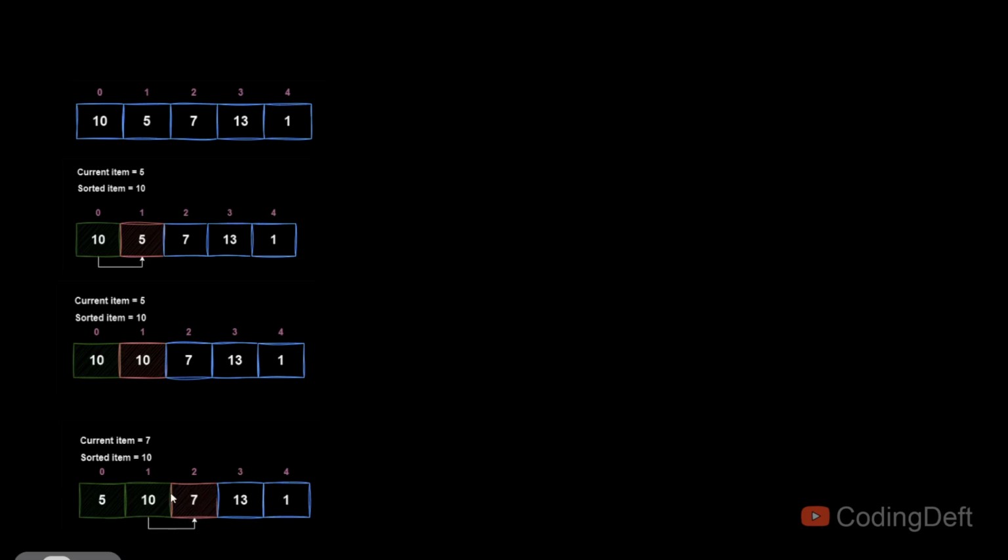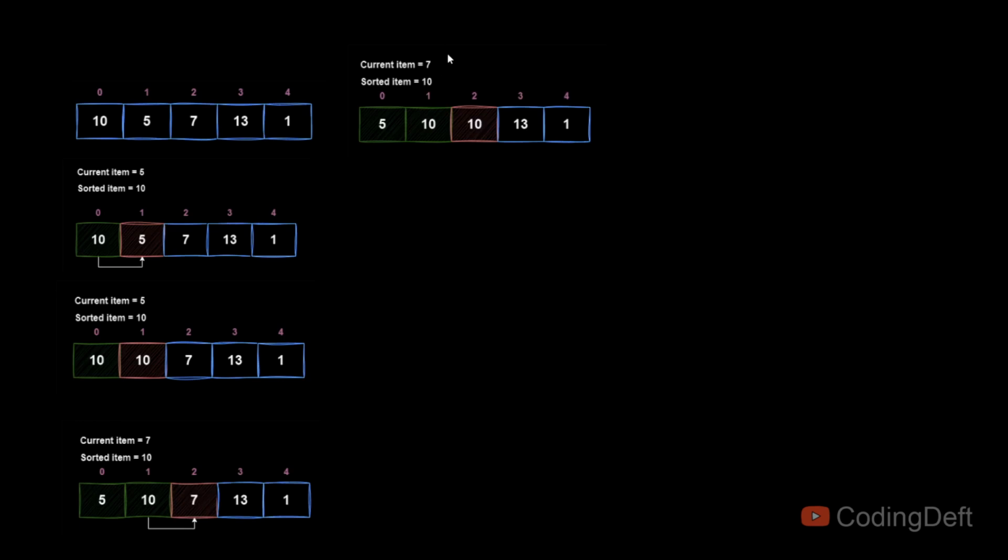So we compare 10 and 7. 10 is greater than 7. So we copy 10 here. And next we compare 7 with 5. So 7 is greater than 5. So we insert 7 to the right of 5. So in place of 10, we insert 7. So 5, 7, 10, which is a sorted array.